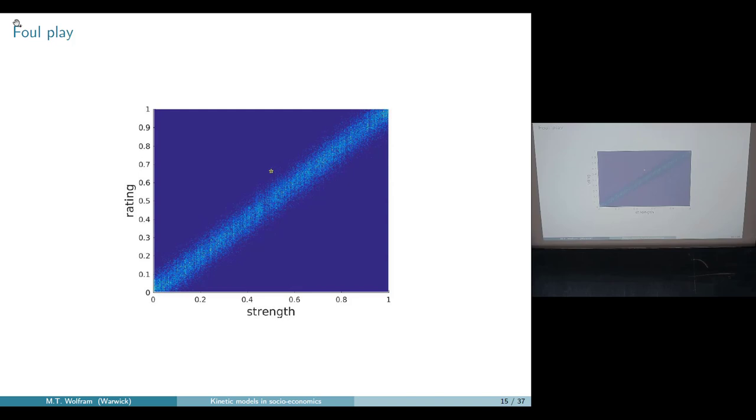these main ingredients, you find them actually in the algorithms that are used by chess players and also by the FIFA. The FIFA adapted it for soccer games, and they also now have specific rules for friendly games and these kind of things. They're also changing the rules so that if you don't play, for example, you're also penalized. So there are a couple of things that are modified, but the rough ingredients of the kinetic model are the same as in the ELO.